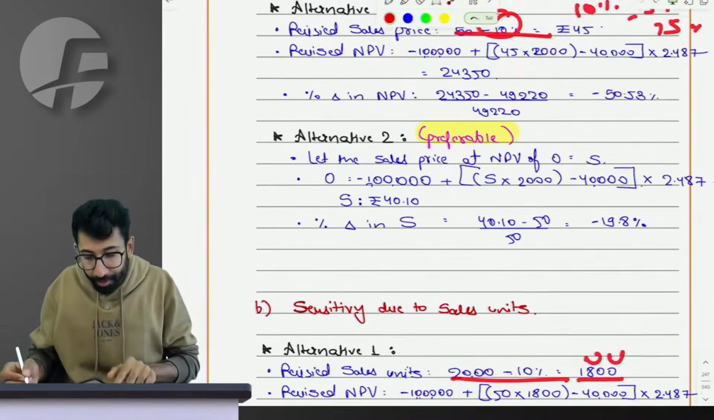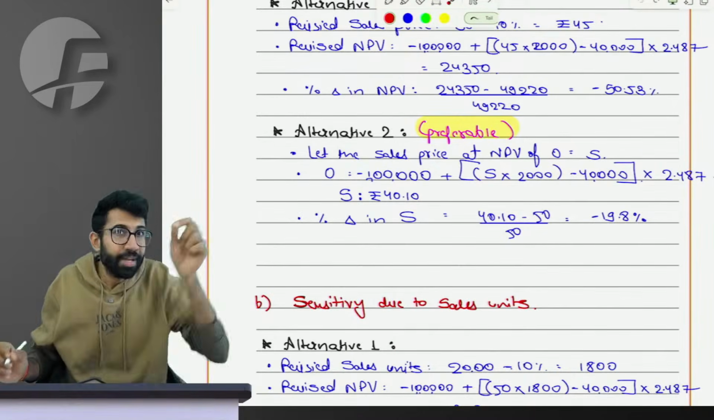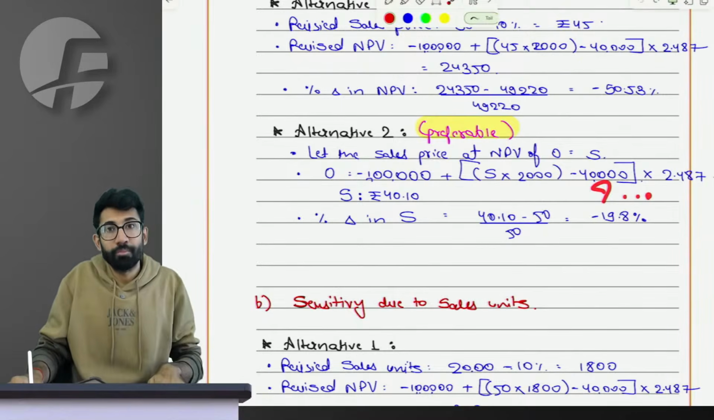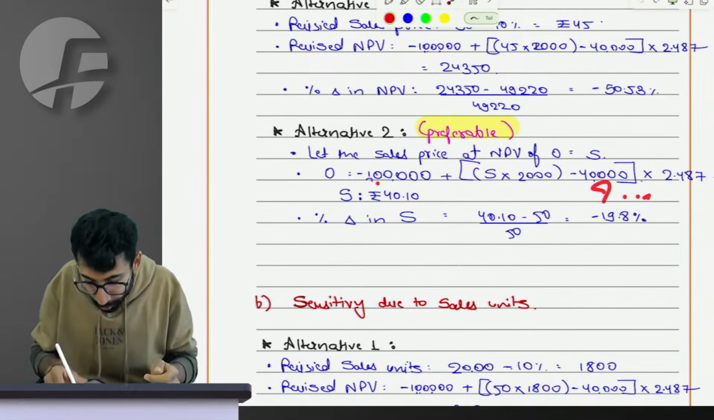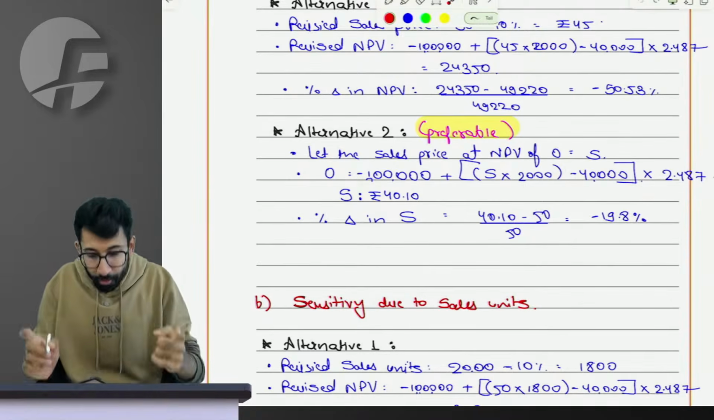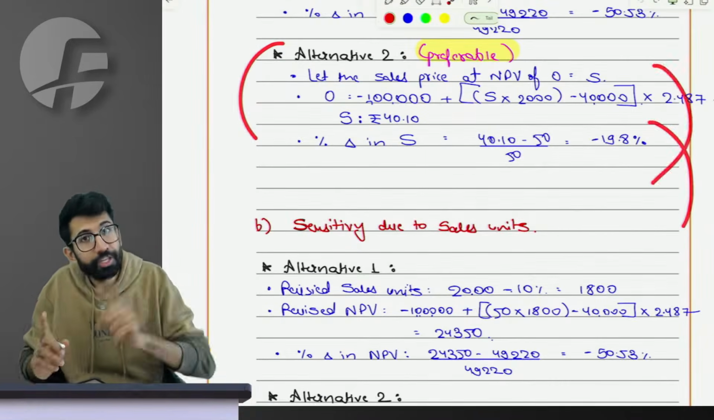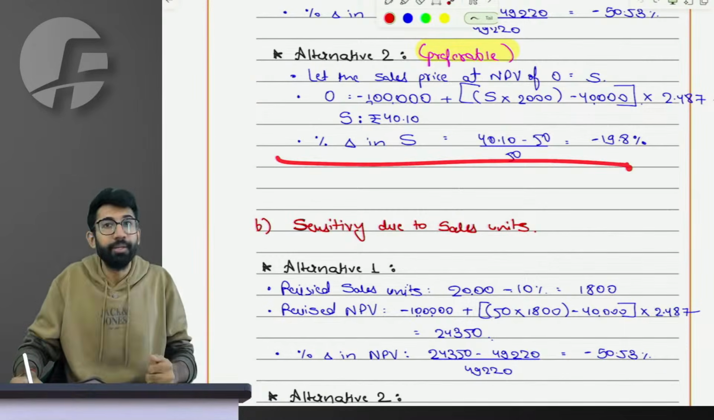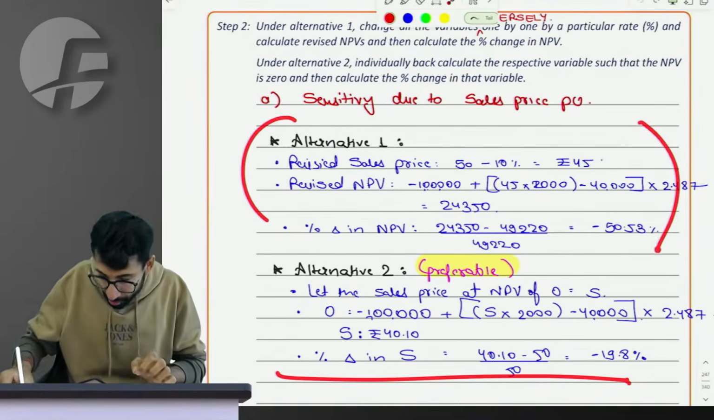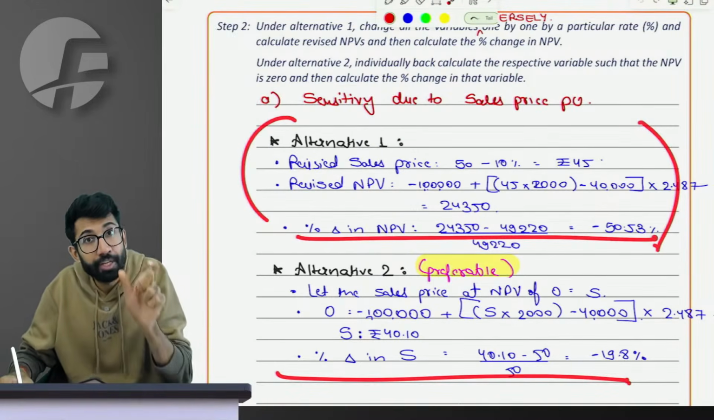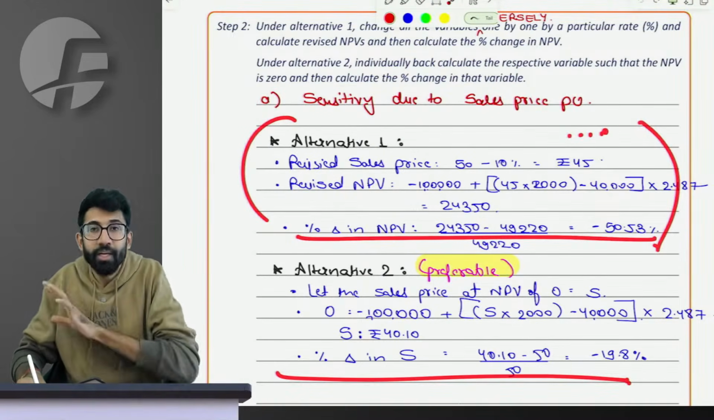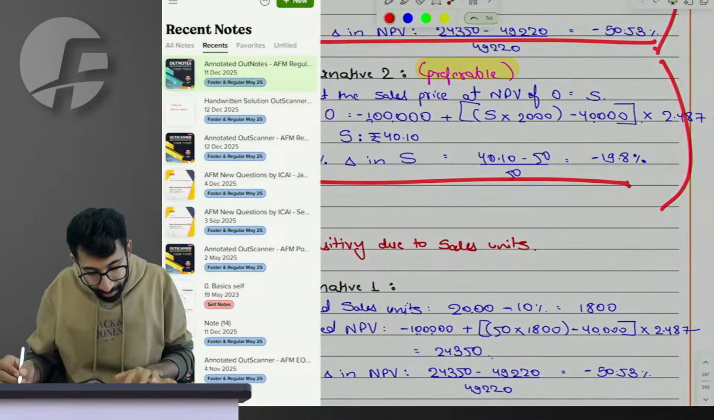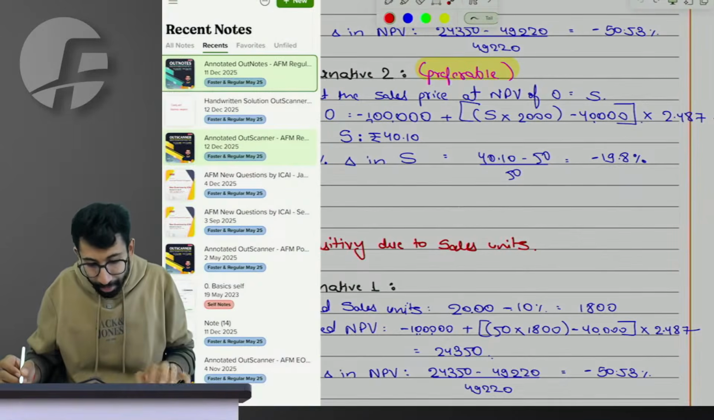In the second alternative, there is no assumption needed. To make NPV 0, how much should the sales price be? To make NPV 0, how much should the number of units be? How much should the fixed cost be? How much should the initial cost be? Which means alternative 2, every student in the exam hall should have the same solution, which is why this is preferable. Only if the examiner gives you change of variables in percentage terms, then apply alternative 1. Otherwise, apply alternative 2 only. That is what we have learnt. People in the class, let's go to a practical question of this type.